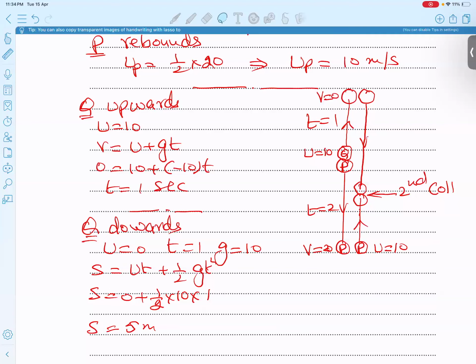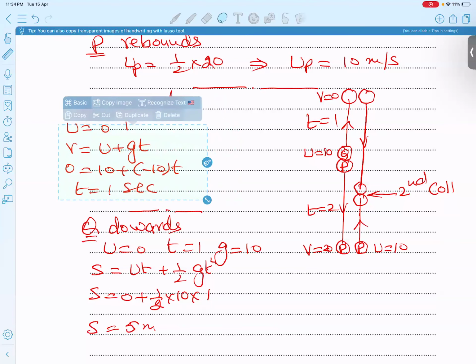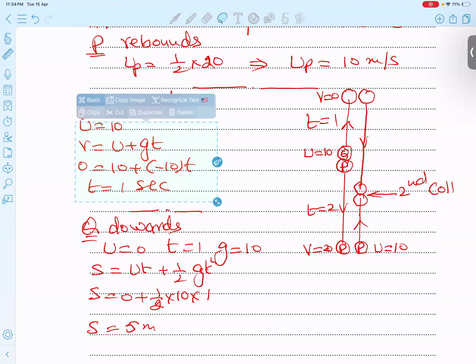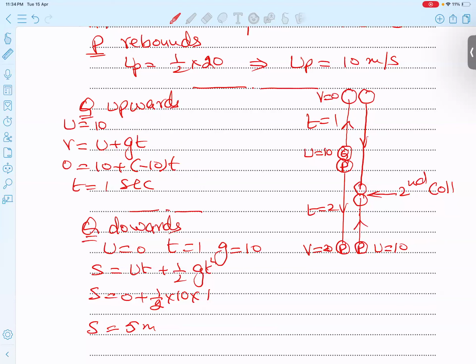Here I also want to know how much it travels upwards. This is very important, so I will use it here. 2as = v squared minus u squared. Okay, 2 times negative 10 times s, the last velocity is 0, u is 10. So I got 100 by 20, which is 5 meters.